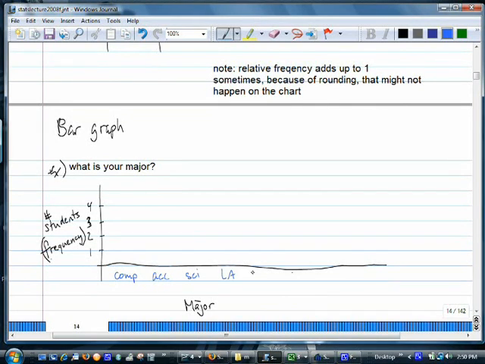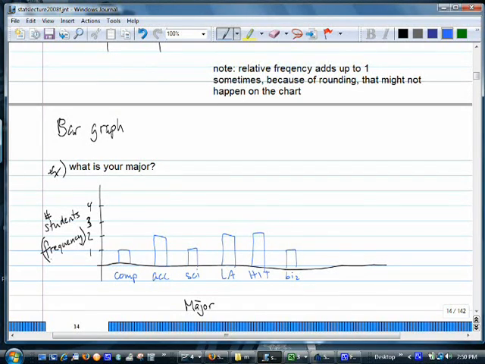Okay. So the bar for computers is 1, then 2, 1, 2, 2. Okay. Is that sufficiently straightforward? Any questions? Okay.